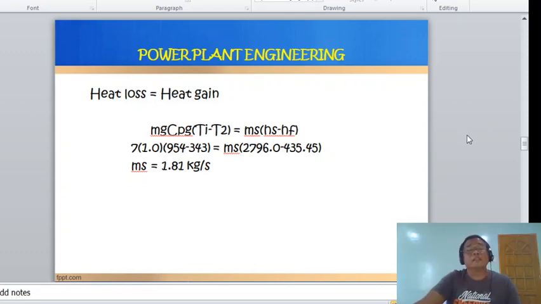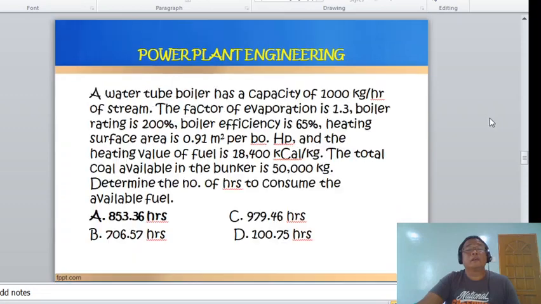Okay. So if you understand the principles involved in this topic, it is very easy for you to solve the problem. Okay. So we have also another example here. A water tube boiler, take note, water tube boiler, has a capacity of 1,000 kilograms per hour of steam. The factor of evaporation is 1.3. Boiler rating is 200%. Boiler efficiency is 65%. Heating surface area is 0.91 square meter per boiler horsepower.